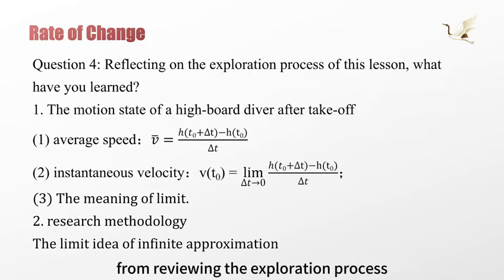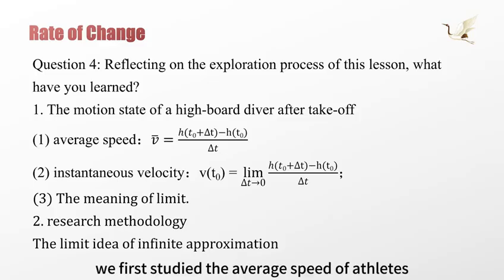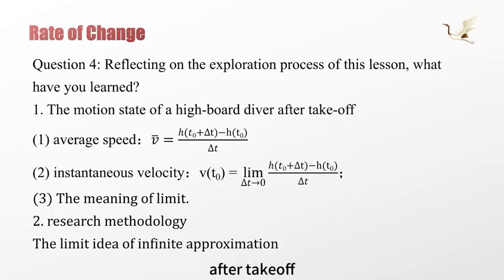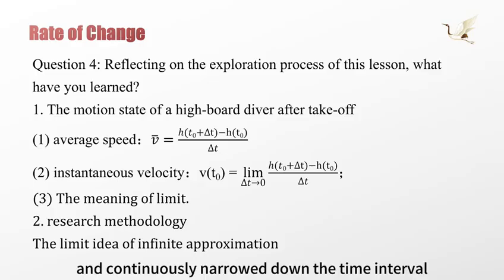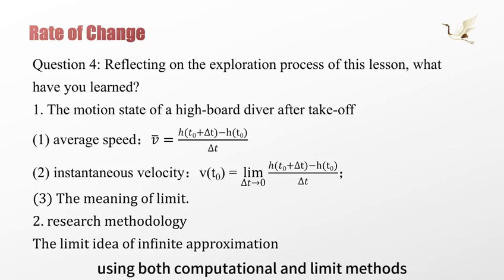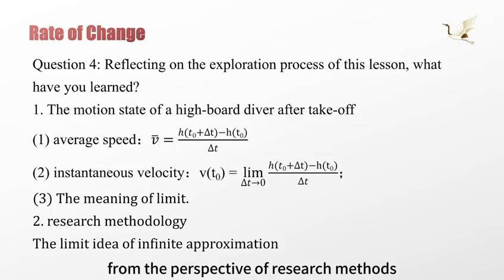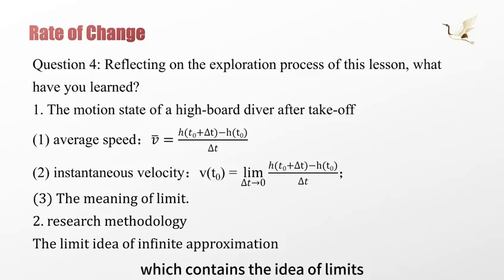What have you learned from reviewing the exploration process of this lesson? From a knowledge perspective, we mainly studied the movement state of high platform divers after takeoff. We first studied the average speed of athletes during a certain period of time after takeoff and continuously narrowed down the time interval. As delta t approaches 0, we obtained the instantaneous velocity of the athlete using both computational and limit methods, and derived the expression for the instantaneous velocity at any time t0. Through this process, we realized that instantaneous velocity is the limit of the average velocity when the time interval approaches 0. From the perspective of research methods, we used the infinite approximation method to obtain the instantaneous velocity through the average velocity, which contains the idea of limits.